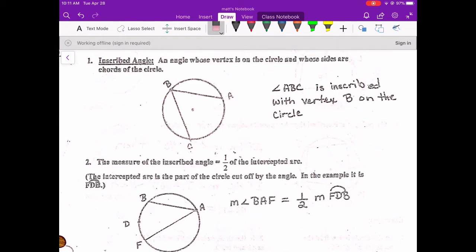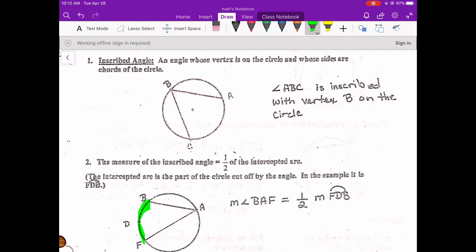But if you look slightly below that, you'll see that an inscribed angle is half of its intercepted arc. Remember, intercepted arc is the portion of the circle that's in between the sides of the angle. So for instance, this is the intercepted arc right there. That portion of the circle is the intercepted arc that goes with the inscribed angle.